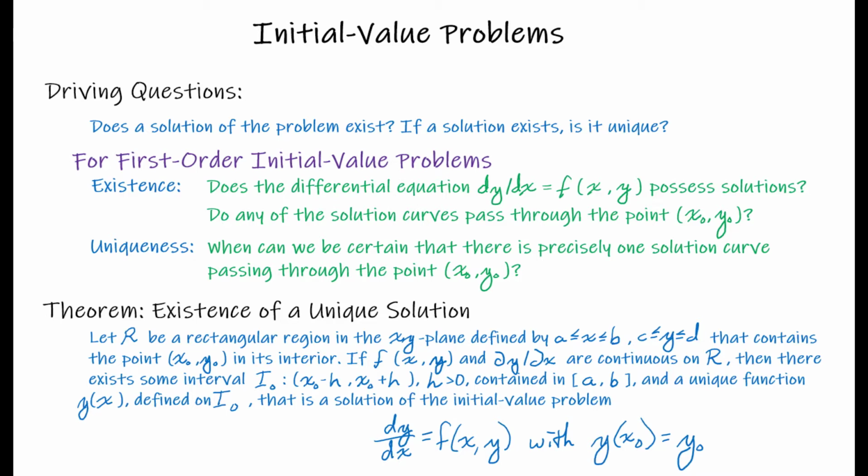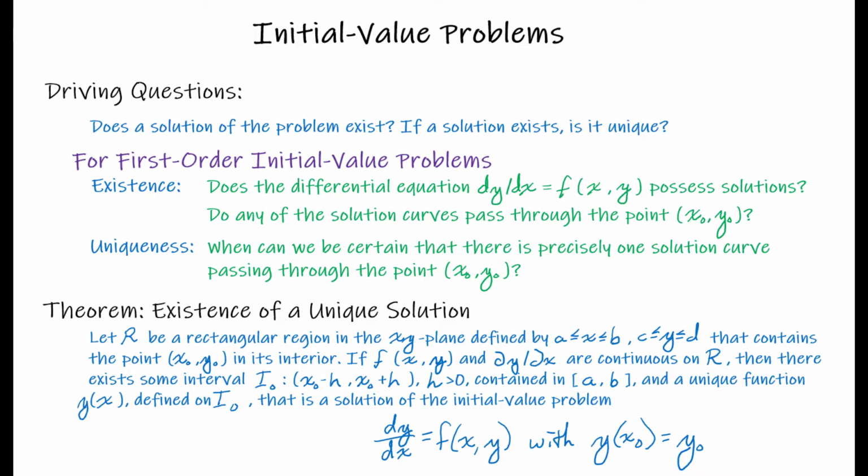To answer the uniqueness question, we just need to answer one question with our first-order initial value problems. And that is, when can we be certain that there is precisely one solution curve passing through that initial point? So it might be that we have multiple solution curves all passing through that initial point. Hopefully you have kind of a picture of a graph in your mind about what that might look like. So we actually have a theorem to help us out with this.